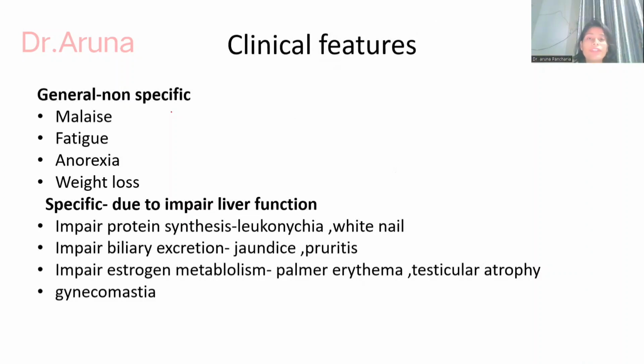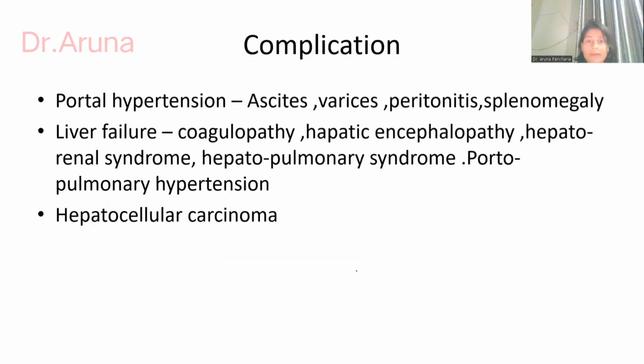Now, what are the clinical features of cirrhosis? In general, there is malaise, fatigue, anorexia, and weight loss. And the specific features develop because certain functions of the liver are impaired. Because of impaired protein synthesis, white nails or leukonychia develop. Because of impaired biliary excretion, jaundice and pruritus develop. Because of impaired estrogen metabolism, palmar erythema, testicular atrophy, and gynecomastia develop.